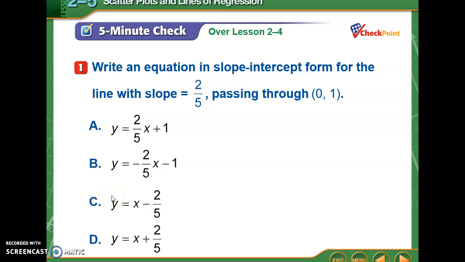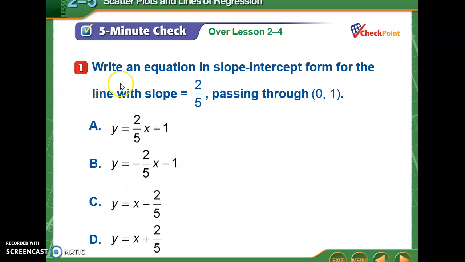Hello everyone, we are going to review before we move on to 2.5 lesson, scatter plots and lines of regression. Okay, so hopefully you still remember how to do this.